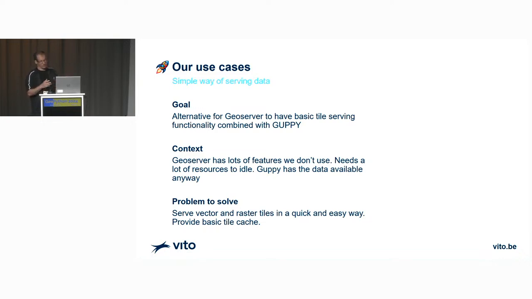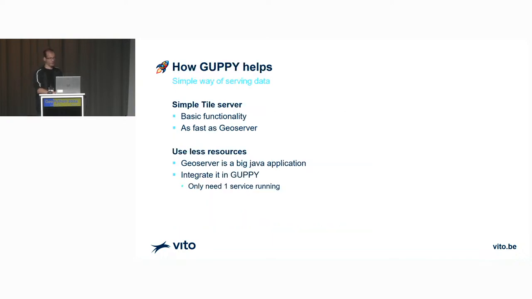And most of the time, we had the GeoServer and the Guppy API running together. So just to serve some tiles, couldn't we just implement a simple tile server also in Guppy? And we said, okay, let's do it. We wanted support to serve some basic vector and raster files as tiles, and also some basic tile caching.